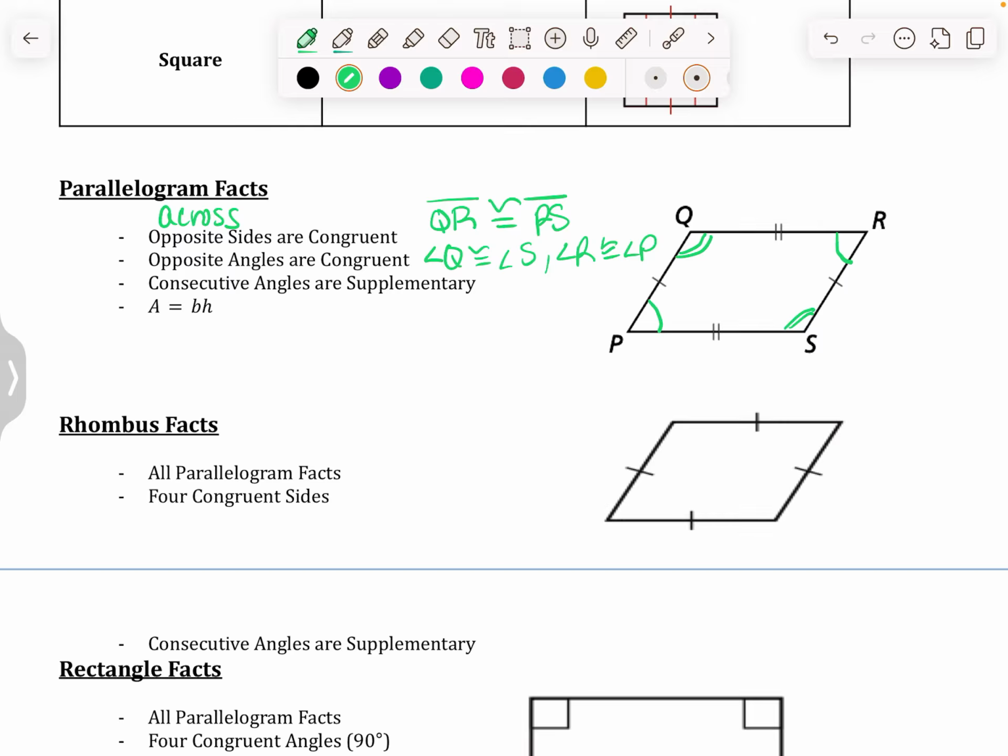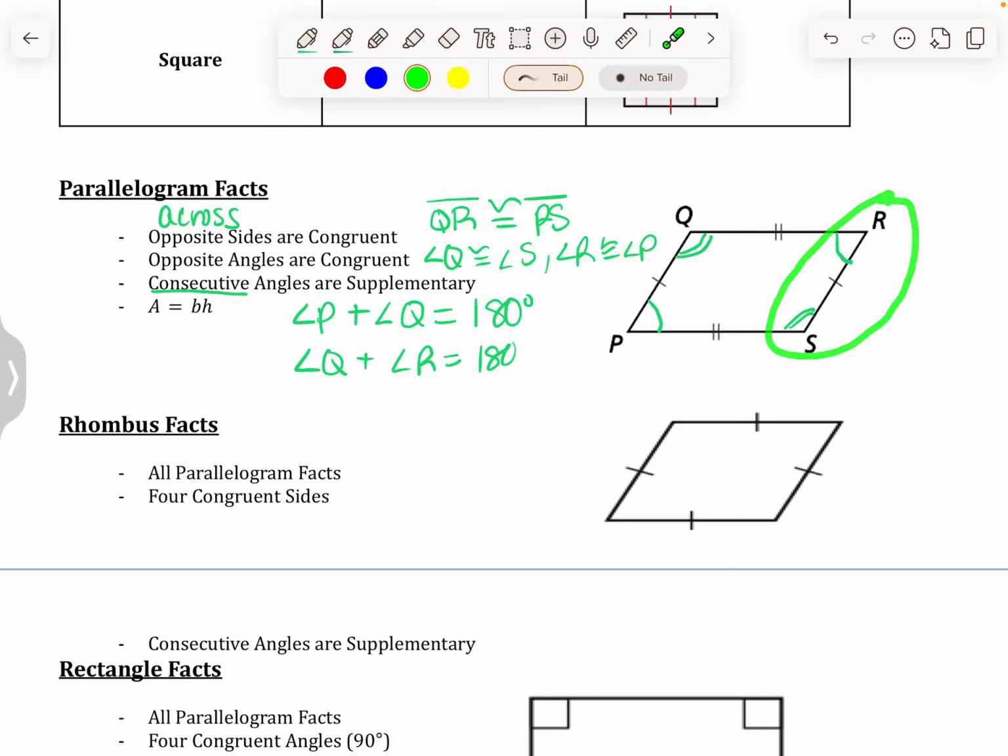And then consecutive angles are supplementary. Remember, the word consecutive means that they are right next to each other. So that would be like angle P and angle Q. And remember, the word supplementary means that they add to 180 degrees. So you could say that P and Q add to 180, or any of the other consecutive pairs like Q and R would add to 180. R and S would add to 180. S and P would add to 180. So consecutive means that they are right next to each other.